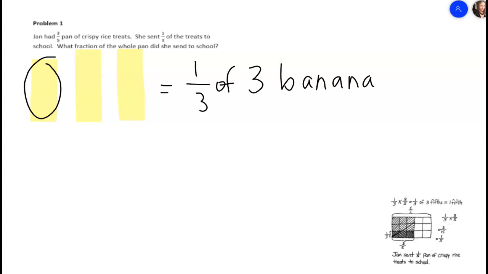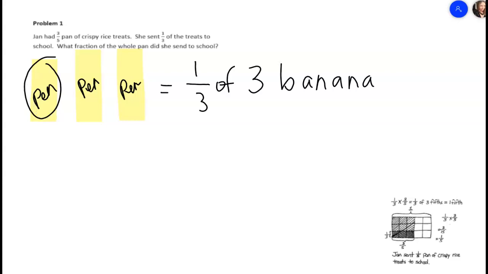Now, what about if I said, what is 1/3 of, these aren't bananas, let's say these are pens. What is 1/3 of 3 pens? Well, it would be 1. 1/3 of 3 of any unit is just one of those units. 1/3 of 3 is always 1. It doesn't matter what the units are.